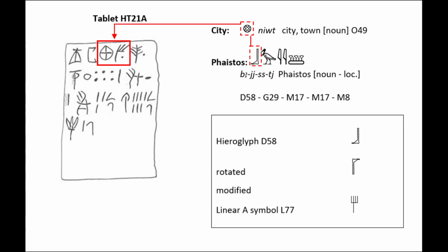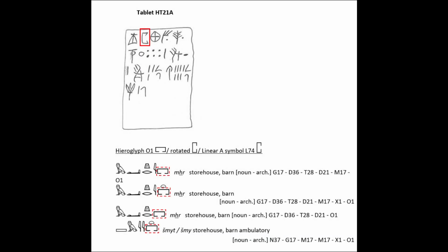So we know where these animals and this fodder was located. And of course, where would you store such animals and livestock? Well, in a barn, of course, which guides us to our next word, meaning barn or storehouse. So the Middle Egyptian word for storehouse or barn is abbreviated to Linear A symbol L74, representing that word's final hieroglyph, hieroglyph O1, by way of a simple rotation of that hieroglyph by 90 degrees.